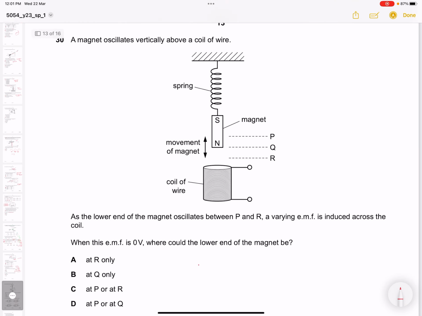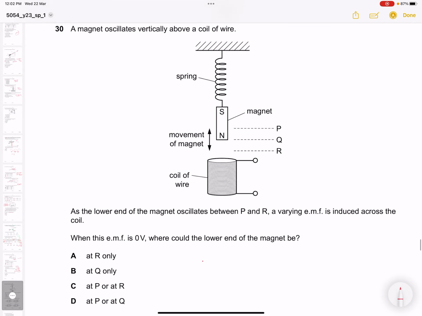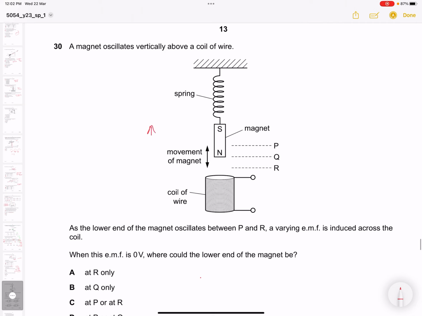Next question. A magnet oscillates vertically above a coil of wire. As the lower end of the magnet oscillates between P and R, a varying EMF is induced across the coil. When this EMF is 0 volt, where could the lower end of the magnet be? So in this question, we see that this magnet is oscillating between 2 extremes. It is oscillating like this, and we know that an oscillating body stops for an instant at its 2 extreme position.